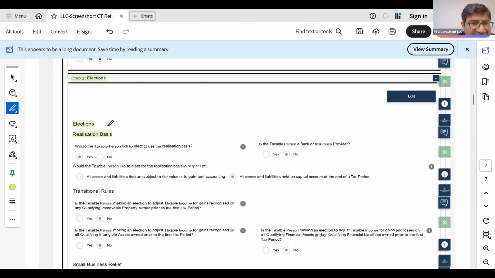So the first election, what is the realization basis? Yes, of course, we will dive in and understand. This is a very detailed topic with examples. But here, understand what the realization basis election is. Again, if we see here, the mention is the taxable person.